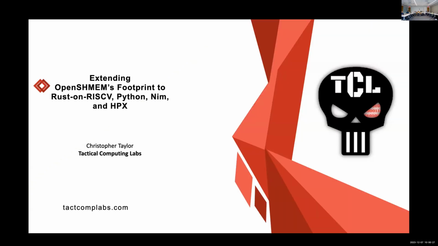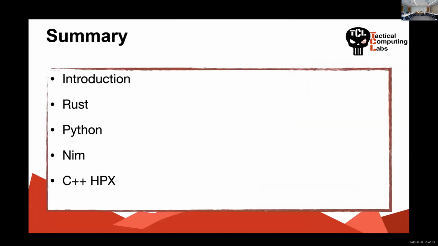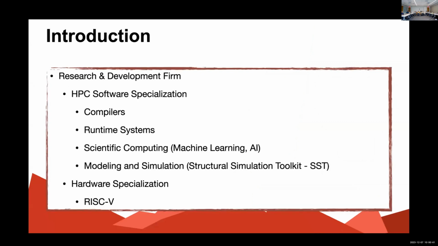Good morning, everyone. My name is Christopher Taylor. I'm from Tactical Computing Labs, and today I'll be talking about extending OpenSHMEM's footprint to Rust-on-RISC-V, Python, Nim, and HPX. So that's the order of things this morning. TCL is a research and development firm specializing in high-performance computing, compilers, runtime systems, scientific computing, and modeling and simulation with a structural simulation toolkit, and we specialize in RISC-V hardware.